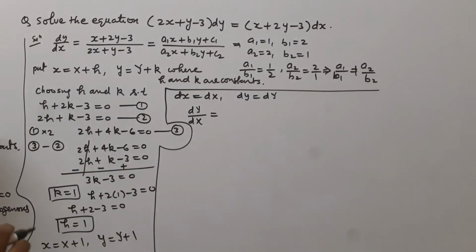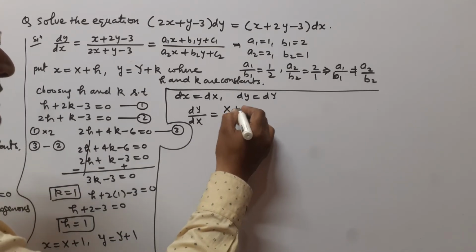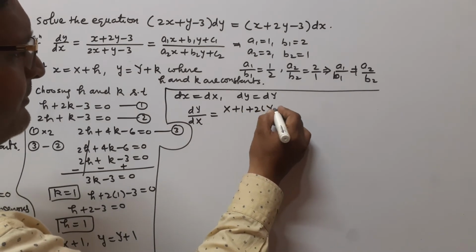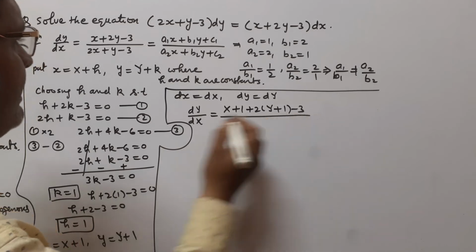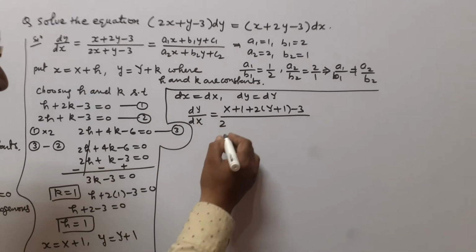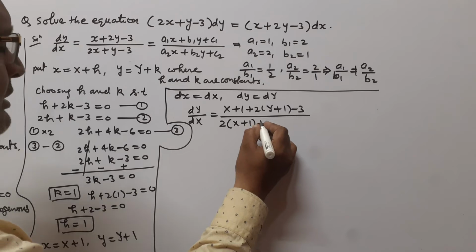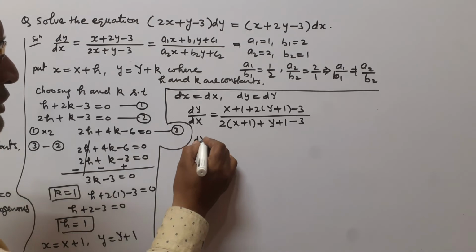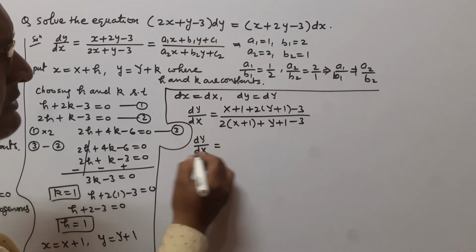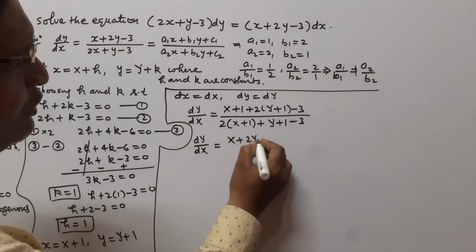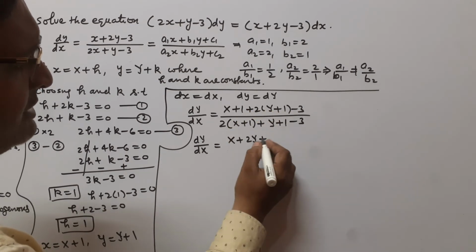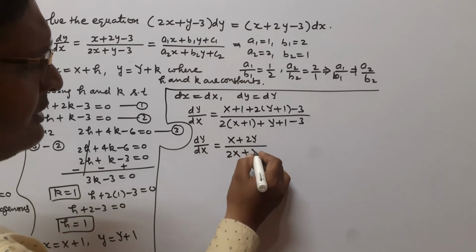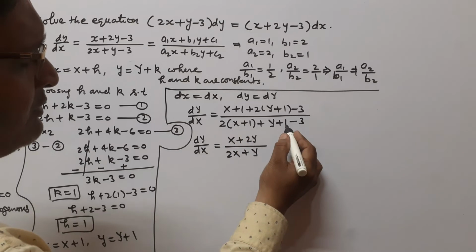And in place of small x we put capital X plus 1. In place of y we put capital Y plus 1, and minus 3. Divided by 2, in place of x we put capital X plus 1. In place of y we put capital Y plus 1, minus 3. So d capital Y upon d capital X is equal to X plus 2Y plus 2 plus 1, minus 3, this cancels out. And in the denominator, 2X plus capital Y, and 2 plus 1 minus 3, this cancels out.